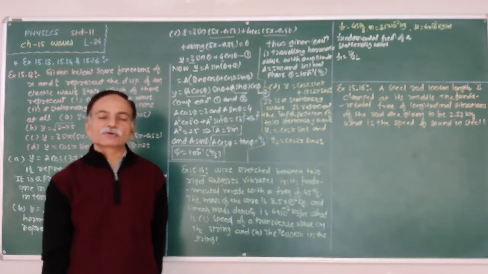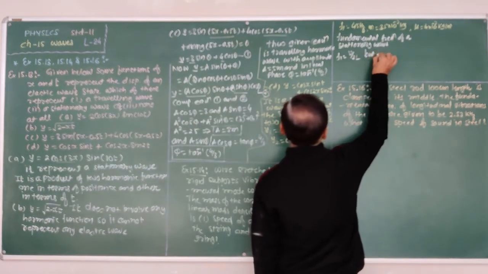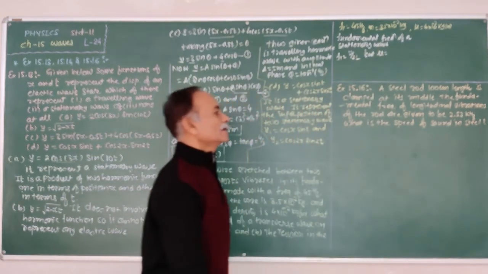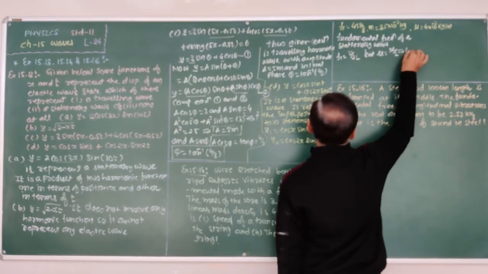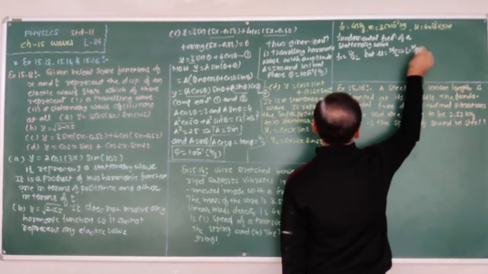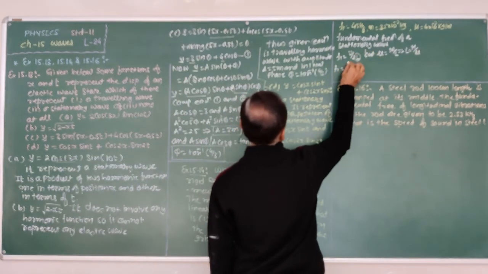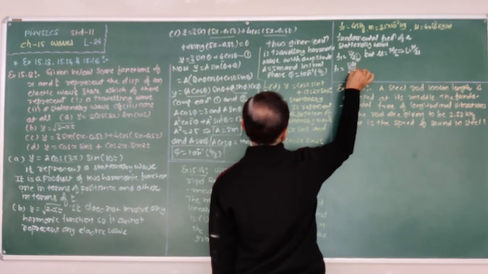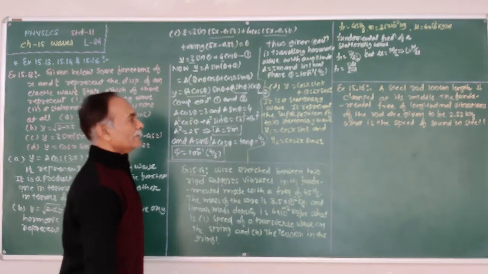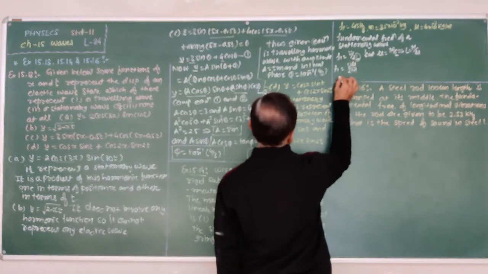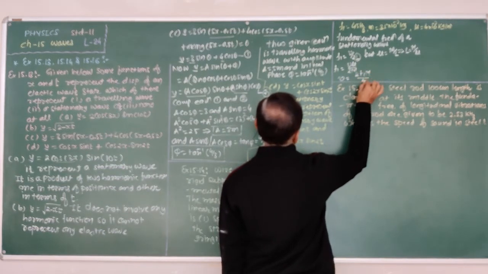Here the length of the wire is not given, but mu is given, so we know that mu is equal to M upon L. Therefore, L is equal to M upon mu. Substituting here, we obtain F1 is equal to V mu upon 2M. Therefore, we require V. Therefore, V is equal to 2F1M upon mu.